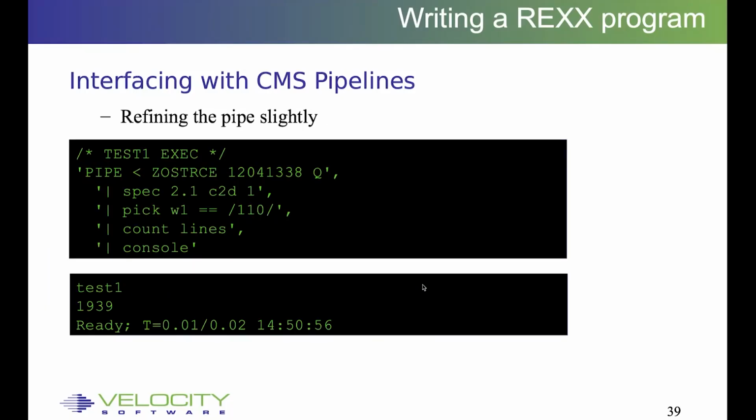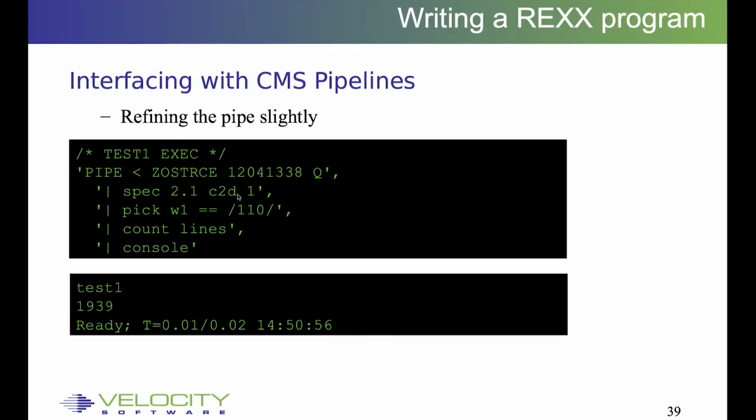Okay. Building on that, we're going to refine the pipeline since this is SMF data. I'm going to use this spec stage. Now, spec, as was indicated in the pipeline section, could be a class all by itself. But in this case, 2.1 references the second byte in the record for 1 byte. That's what this nomenclature is. Byte 2 for 1 byte.